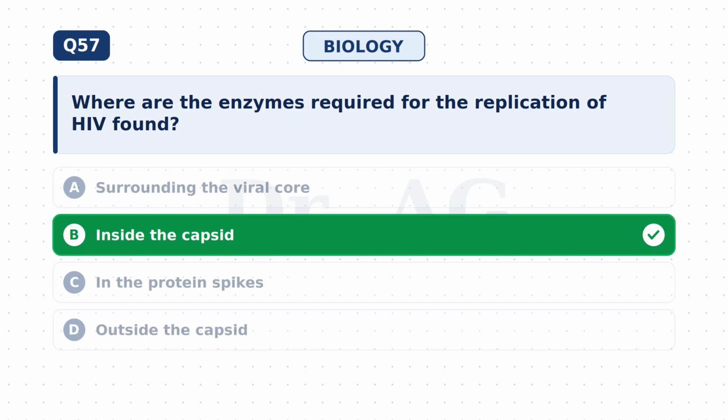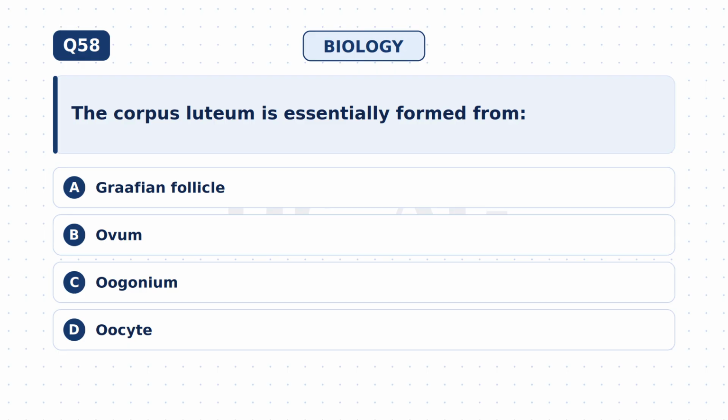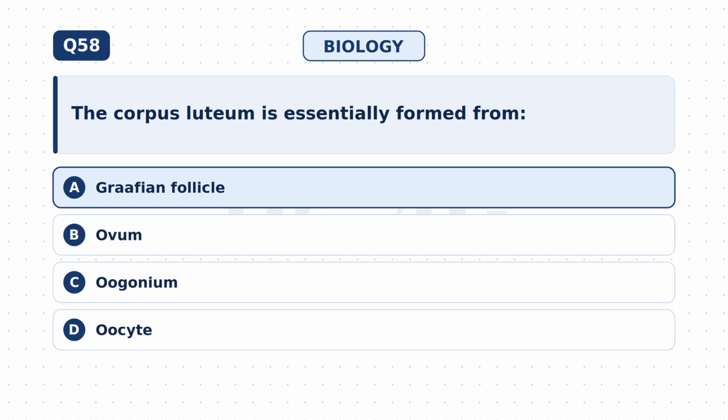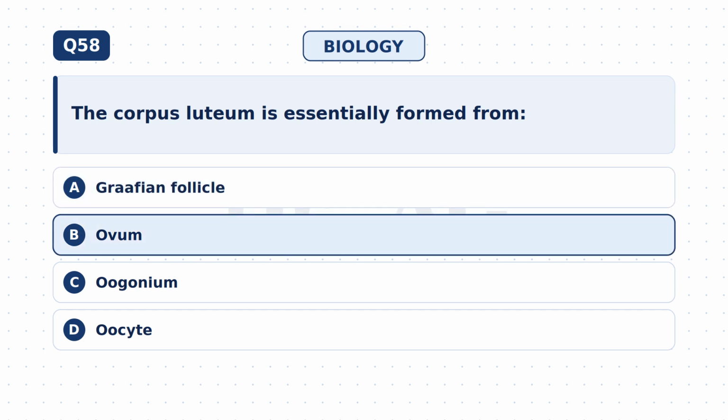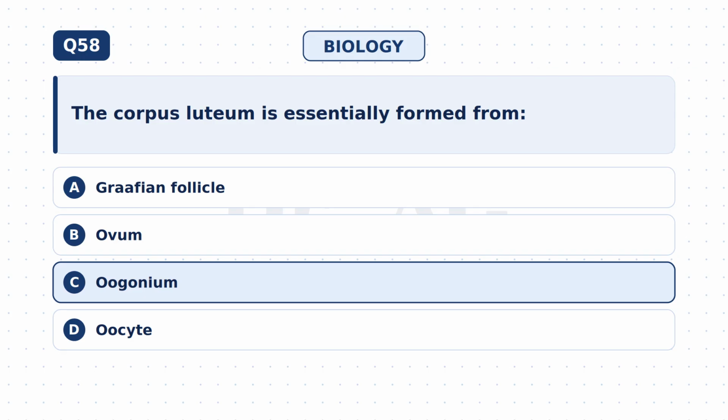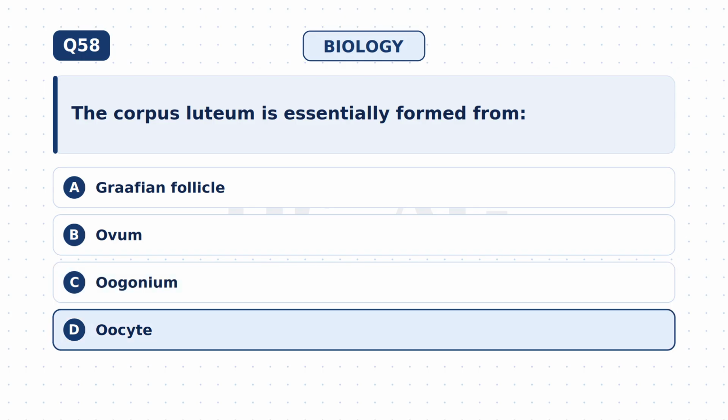The correct answer is B. Inside the capsid. Question 58. The corpus luteum is essentially formed from. Option A. Graafian follicle. Option B. Ovum. Option C. Oogonium. Option D. Oocyte.